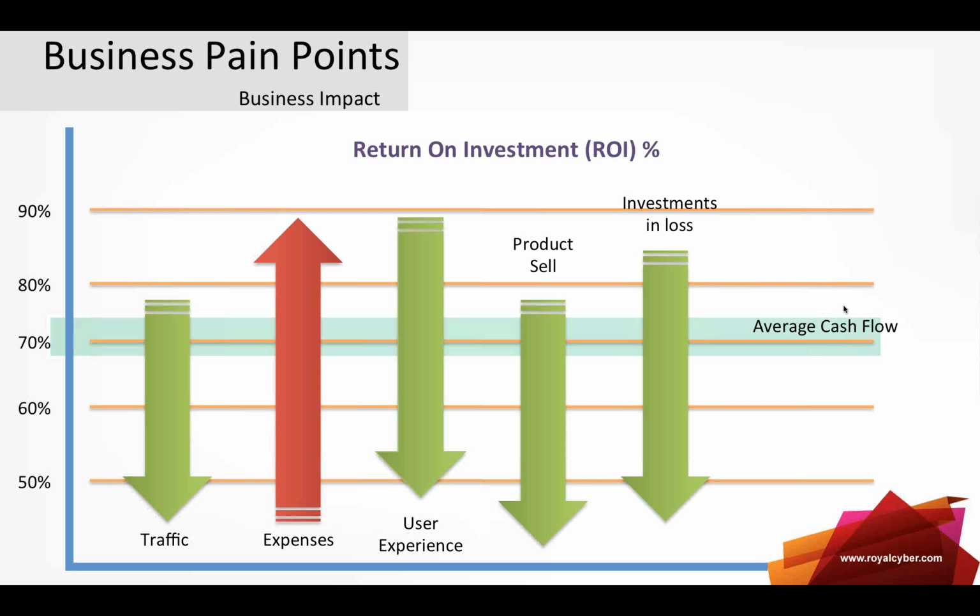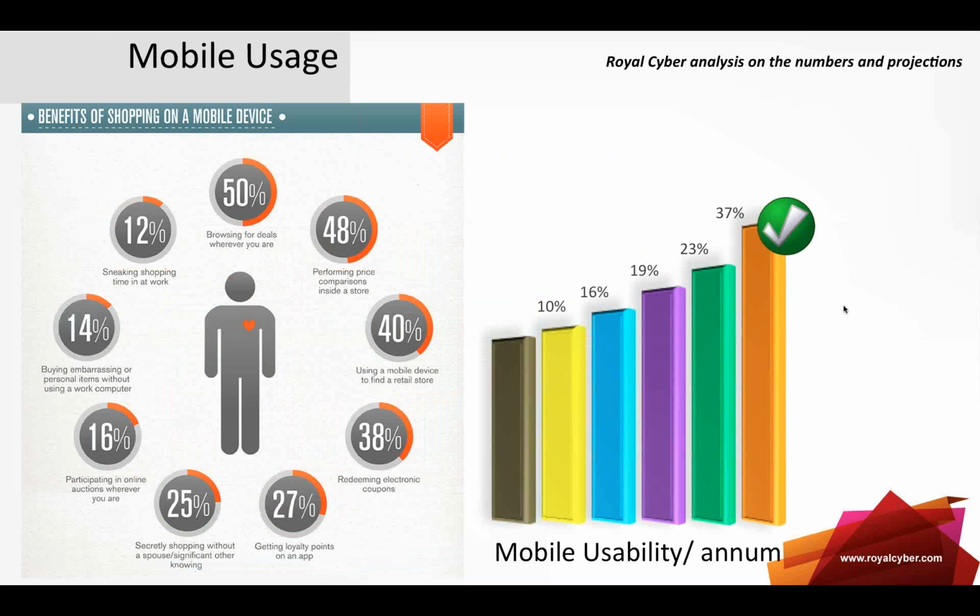So we need to understand what the business impact is and how we can work with customers in terms of these business pain points. And Royal Cyber has experience around it, to make the business understand from a usability standpoint, from the abandoned cart standpoint, to be able to help with the mobile strategy, whether it's a small business or an enterprise business. We have experience around it. So this is one of the charts that we did analysis on, and these are Royal Cyber's analysis of the numbers and projections.